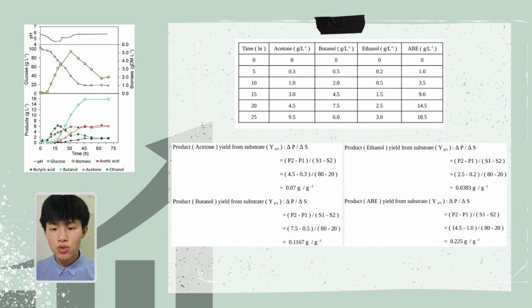The same method is used for the products butanol and ethanol yield from substrate, and we obtain 0.1176 gram per gram for butanol yield and 0.0383 gram per gram for ethanol yield. After summing the three data, we obtain the yield of ABE, which is 0.225 gram per gram.